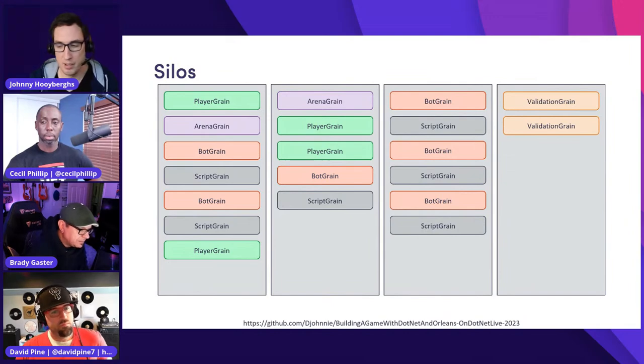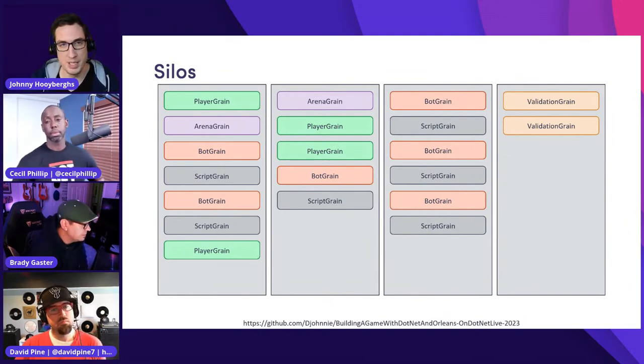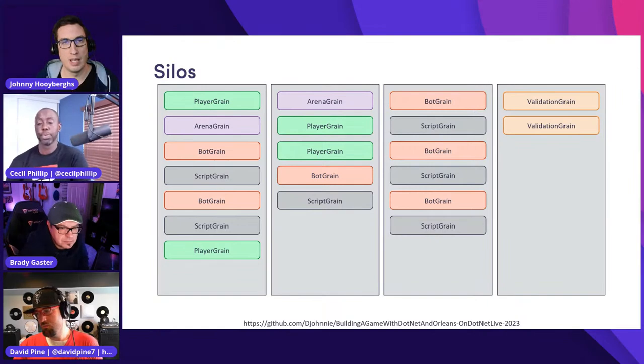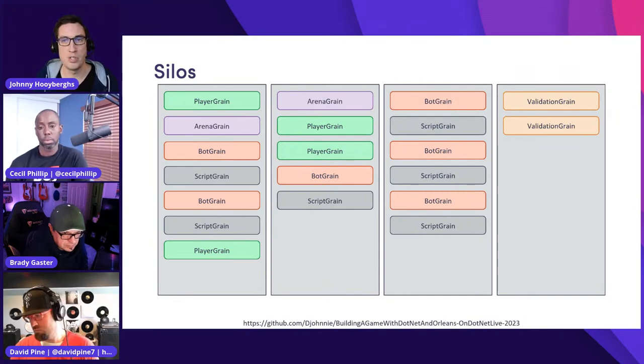The cool thing that I think about in Orleans is the concept of silos, where your host application that runs your application and runs your grains is called a silo. So if you want to scale your application and you have multiple instances of your host application, they all act as separate silos, and those silos will work together inside of your Orleans cluster.